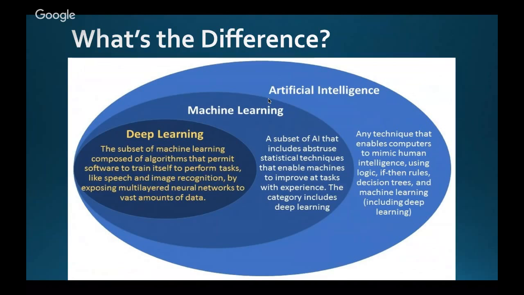The category includes deep learning. So, it is a subset of artificial intelligence in which machines get improved decision-making experience depending upon the training or the data they have, and it is based upon deep learning. Deep learning is also a part of machine learning. Deep learning is a subset of machine learning composed of algos that permit software to train itself to perform tasks like speech and image recognition by exposing multi-layered neural networks to vast amounts of data.